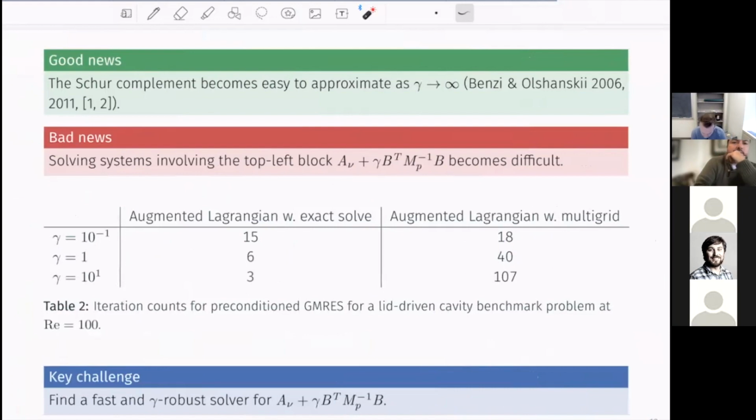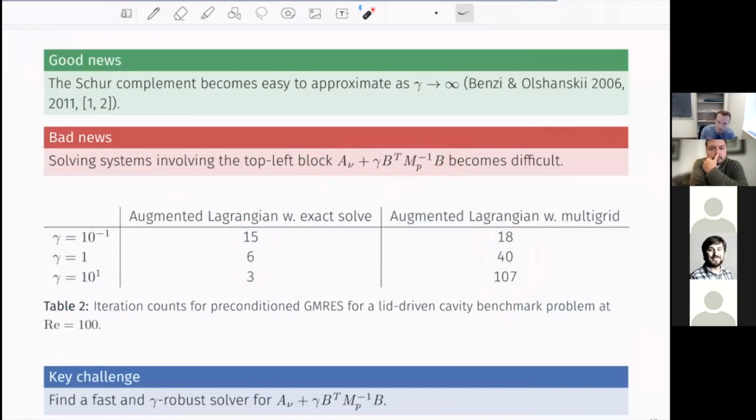And just some numbers to back the statement up: if we use an LU factorization for this, so an exact solver, then our iteration counts nicely decrease as we increase gamma. Everything works exactly as we expect it to. The Schur complement approximation becomes really good, and we combine that with an exact solver for this, perfect. But if we keep using multigrid, then the iteration counts blow up. That's simply because this matrix here is really difficult to invert.